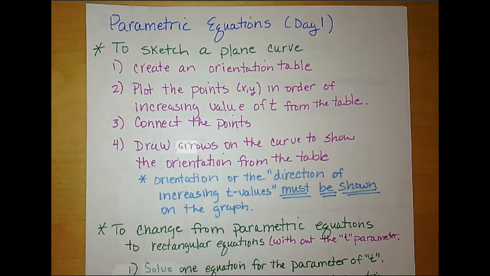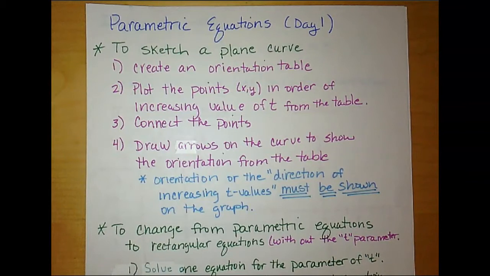Hi, this is Parametric Equations Day 1, and what we're going to do today is sketch curves. We're going to be changing from parametric equations to rectangular equations and back. The process we'll use for sketching the plane curve is to create an orientation table. We're going to plot the points of the x, y values in order of increasing value of time in the table. We're going to connect the points, and then we're going to draw arrows on the graph to show the orientation from the table.